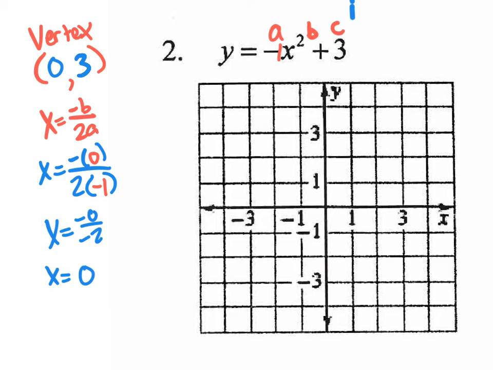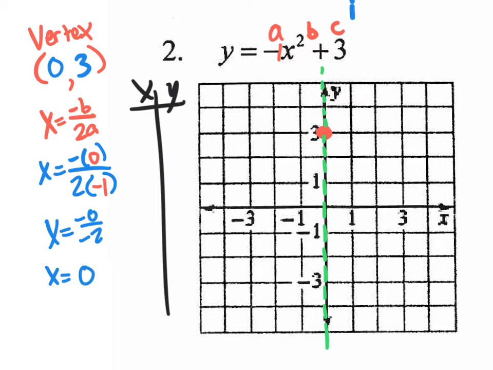Let's go to the xy plane and go to 0 on the x, 3 on the y. Let me do it in red. Sorry. What's the next step after you plot your vertex? Do the axis of symmetry right through the vertex. And now normally we go to an XY table and we plug in some numbers that are on the same side of the axis of symmetry, but I just showed you the shortcut.